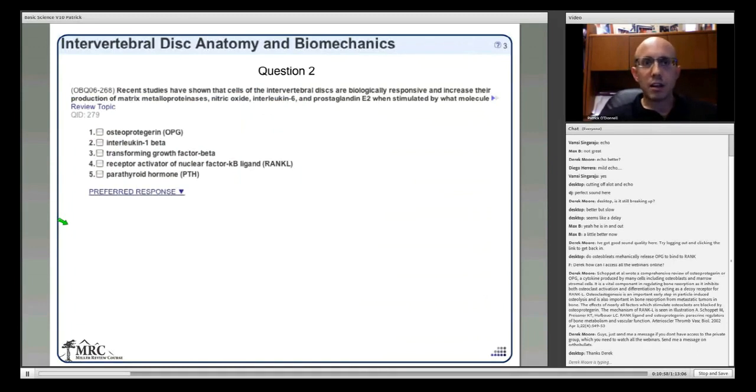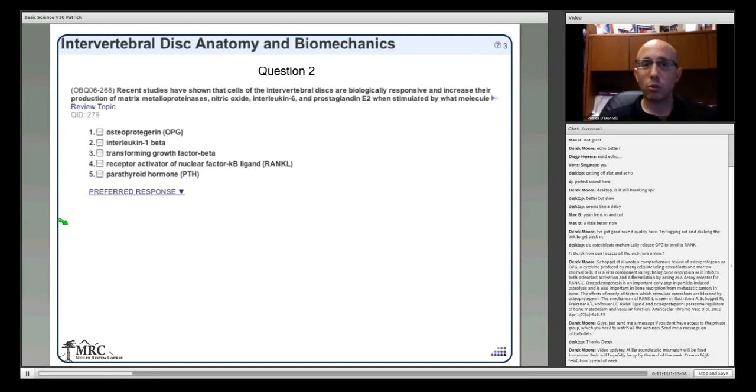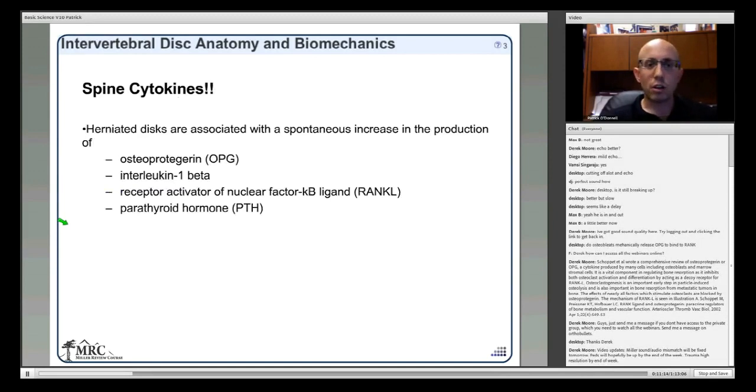Next topic, intervertebral discs. Recent studies have shown that cells of the intervertebral disc are biologically responsive and increase their production of MMPs, nitric oxide, IL-6, and prostaglandin E2 when stimulated by what molecule? Again, OITE minutia. What do you need to know to get this question right? You got to know spine and cytokines, two of the worst topics on the face of the earth.